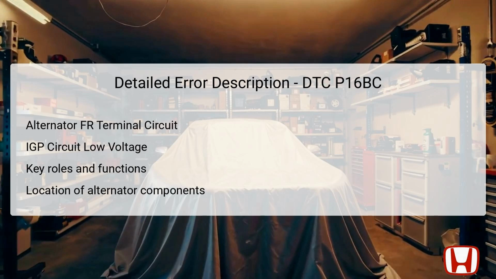The IGP circuit supplies power to various ignition and electrical components. These components primarily reside within the engine compartment, near the front, where the alternator is mounted. The alternator itself is positioned on the engine block, typically on the passenger side. If there are issues with the FR terminal connection or IGP circuit, it can lead to performance problems, including an inability to maintain battery charge. Thus, pinpointing the exact failure location and its connection to the alternator is essential for proper repairs.